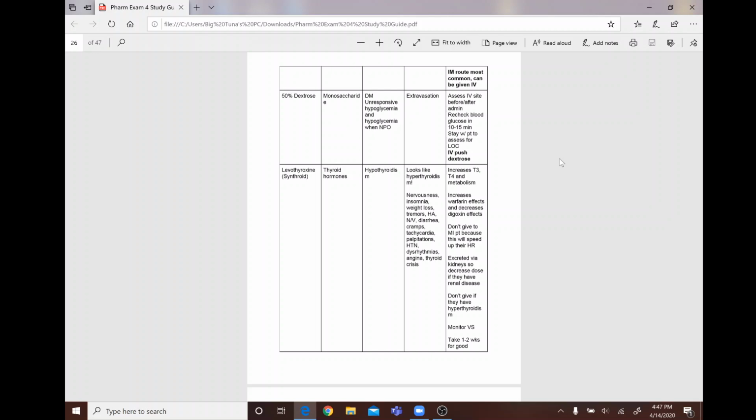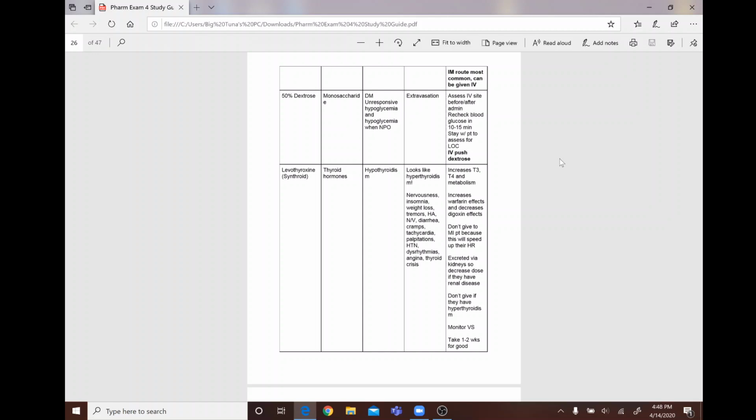Levothyroxine or Synthroid is the thyroid hormone. It's for hypothyroidism. Can cause hyperthyroidism side effects and symptoms like nervousness, insomnia, weight loss, tremors, headache, nausea, vomiting, diarrhea, cramps, tachycardia, palpitations, hypertension, dysrhythmias, angina, thyroid crisis. Levothyroxine increases T3, T4 metabolism, increases the warfarin effects, but decreases the digoxin effects.